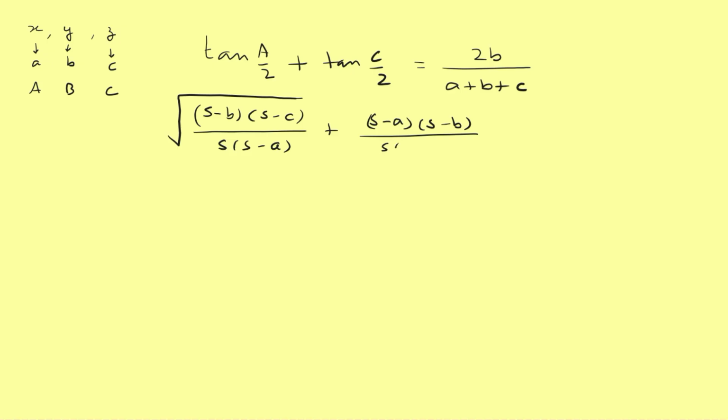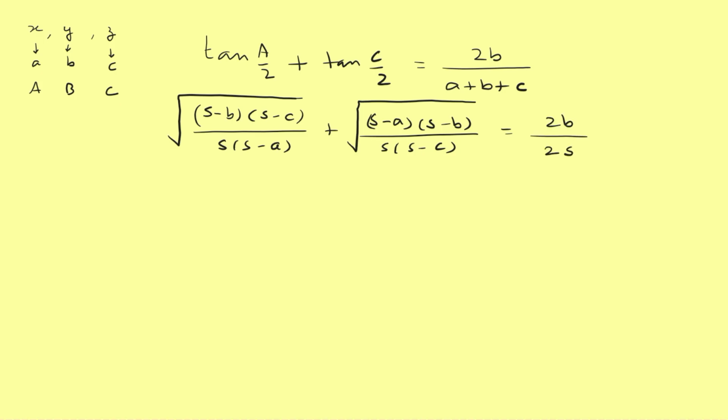First of all, let us rename XYZ as ABC for convenience, so that the angles are capital A, B and C. So the given expression becomes tan A by 2 plus tan C by 2 equals 2B upon A plus B plus C. Now we can use the half angle formula for tan A by 2 and tan C by 2 as shown here. And then A plus B plus C can be written as 2S. So the right hand side becomes 2B upon 2S.